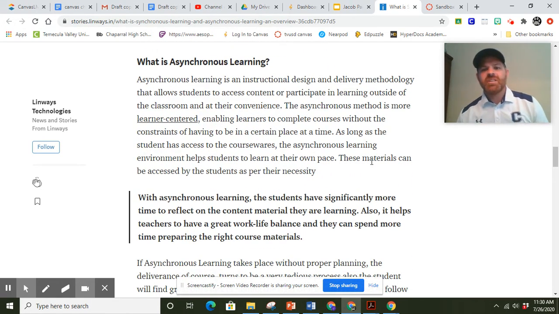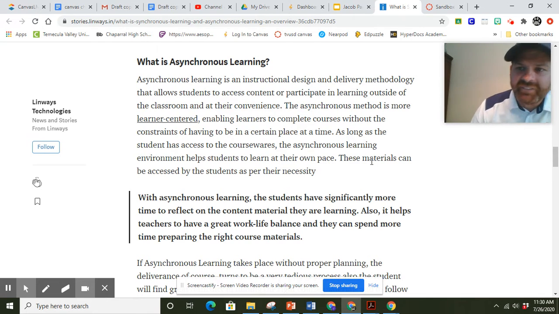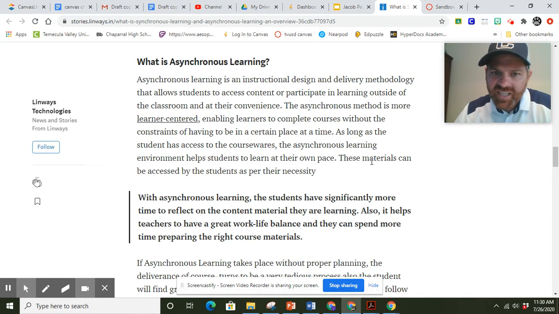And what is asynchronous learning? I like to think of it like a flipped classroom, where you've had the kids watch a Khan Academy video or a video that you've made, or read a certain passage in a book before they come to class. So they're coming to class prepared. That's what asynchronous is. We now have to design online content for our kids to have access to.